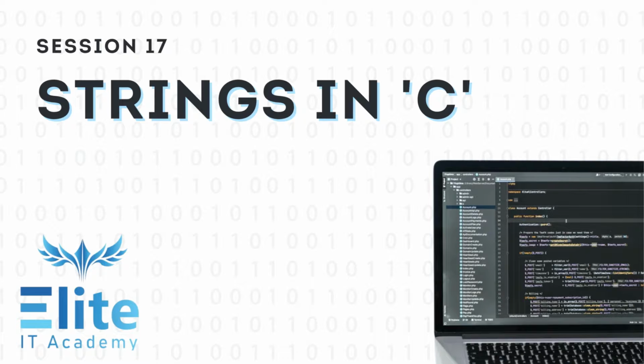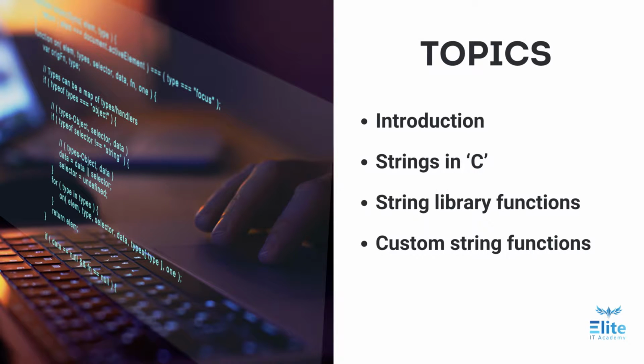Strings are not a basic data type in C, which means that you do not have inbuilt operators and functions to perform string manipulations. The topics covered today are strings and how to declare them. Then we'll discuss the string library functions and see how to perform operations on strings using custom code.